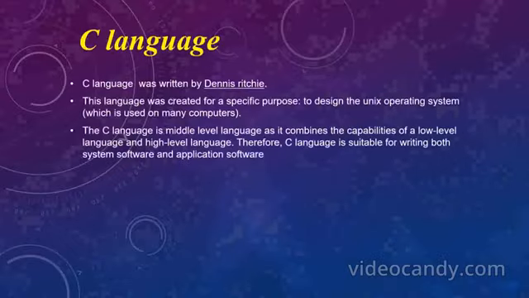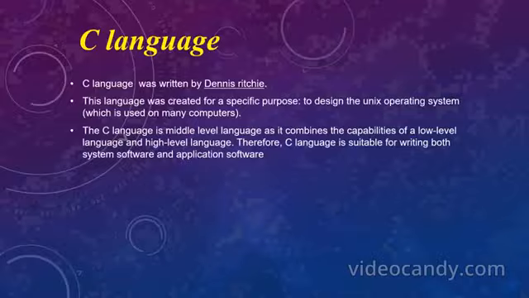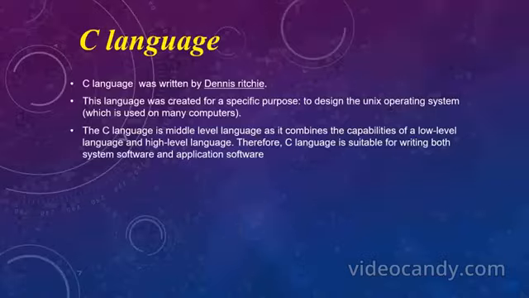C language was written by Dennis Ritchie. This language was created for a specific purpose at that time, to design the Unix operating system. The C language is a middle level language as it combines the capability of low level language and high level language. Therefore, C language is suitable for writing both system and application software.